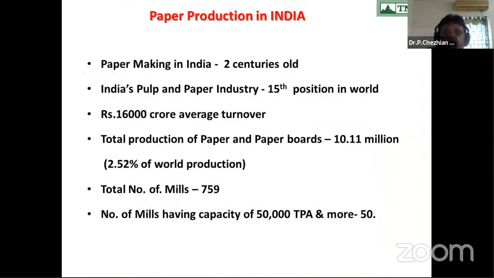Coming to the Indian condition, paper making in India is 2 centuries old. The Indian pulp and paper industry is in the 15th position in the world, and in India there are 759 mills, and the mills having a capacity of 15 tons per annum, more than 50 only.